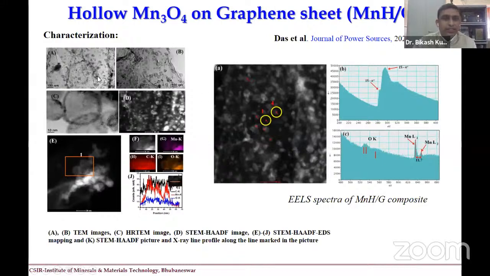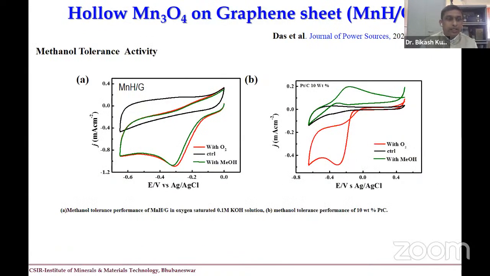You can see this is nicely decorated and well dispersed on the graphene surface. So you understand this is a very interesting material developed on graphene, and it is from this synthesis of graphene oxide. We adopted this method, and we have done a lot of characterization to understand what kind of structure is developed. Then, again, we tried to check the methanol tolerant activity.